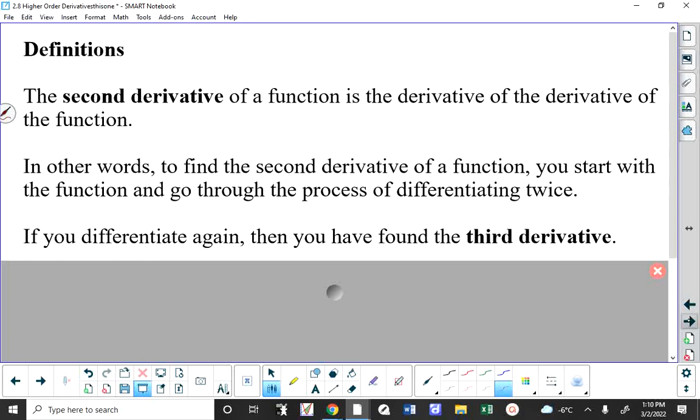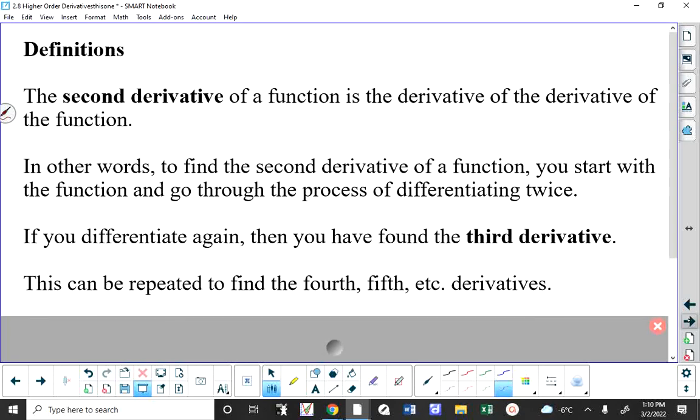If I said to you, find the third derivative, then you would continue. That's why I'm saying in principle, this is not too difficult. If I say, what's the third derivative of a function, that just means you have to differentiate 3 times. And you can find the fourth derivative this way, or the fifth derivative, or in principle, any higher order derivative. These are called higher order derivatives.